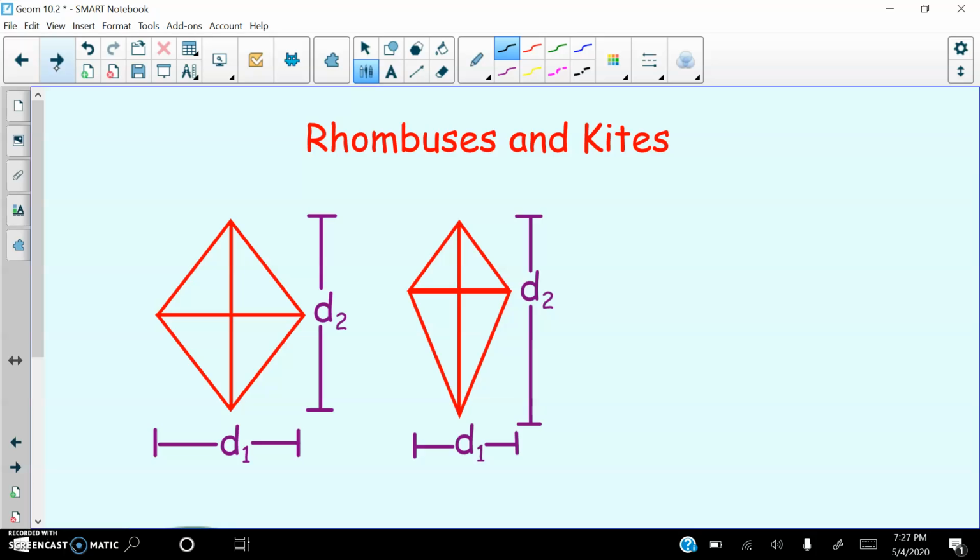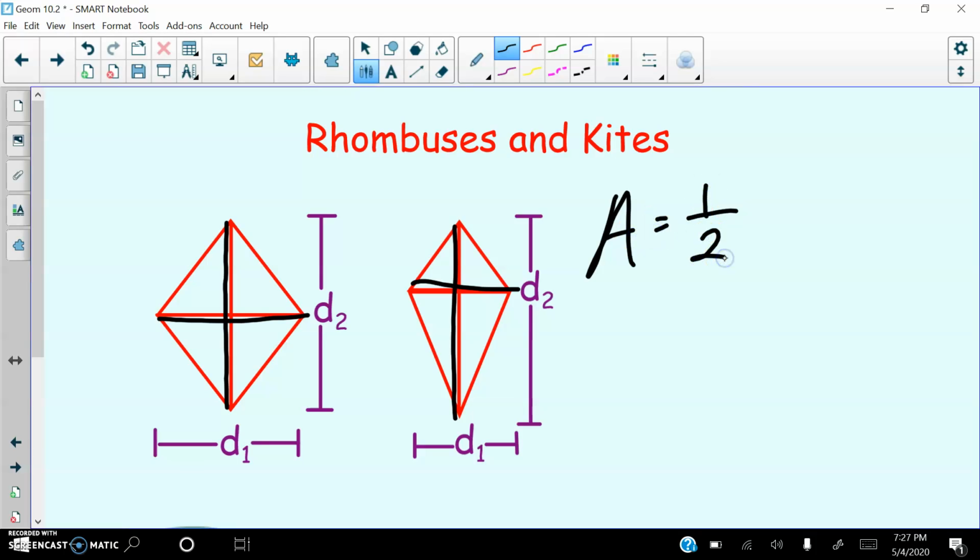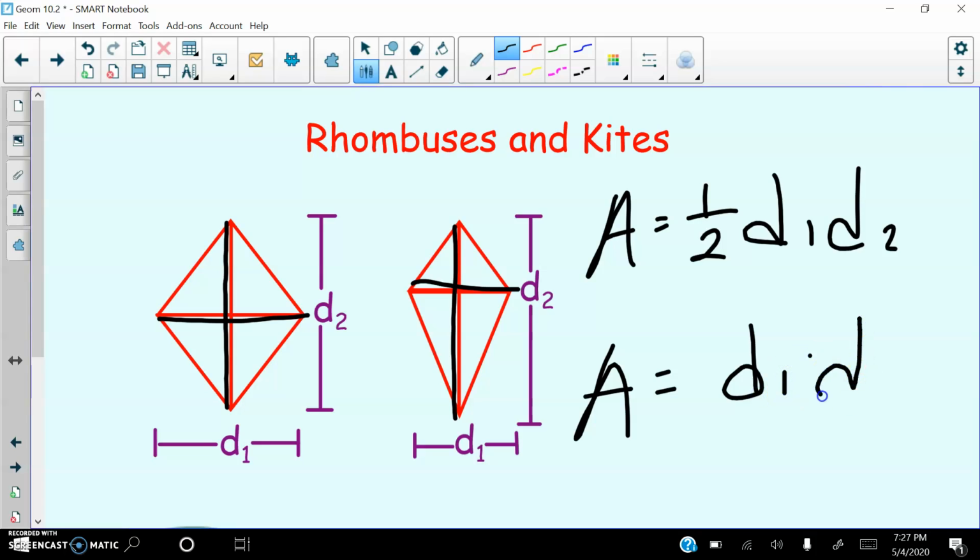For rhombuses and kites, they're the same formula. They both have a diagonal going from one vertex to the other, and they always have two diagonals. The area is 1/2 times one diagonal times the other diagonal. You can also write it as diagonal 1 times diagonal 2 divided by 2. Either way, multiplying by 1/2 is the same thing as dividing by 2.